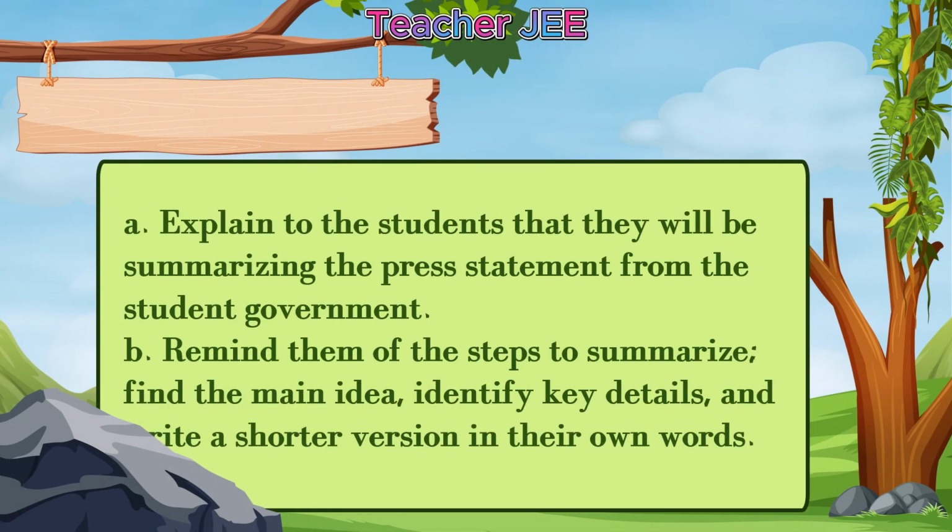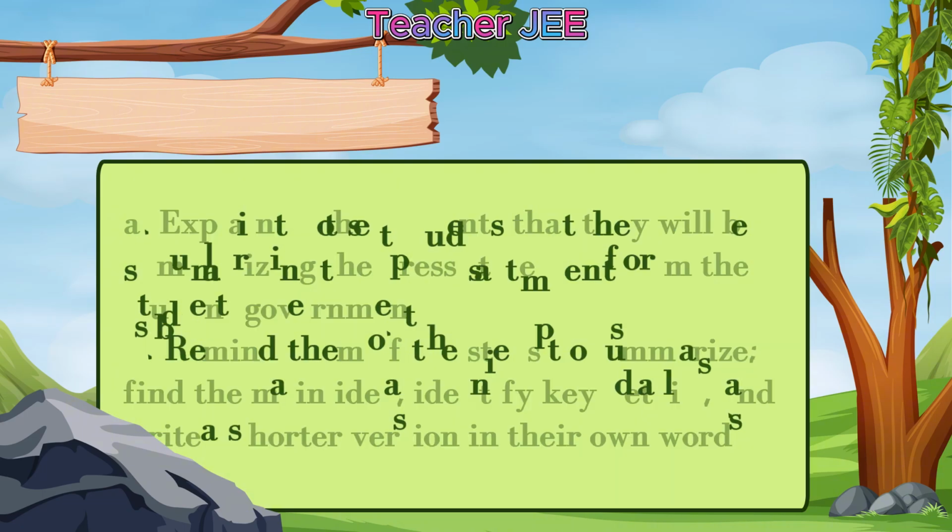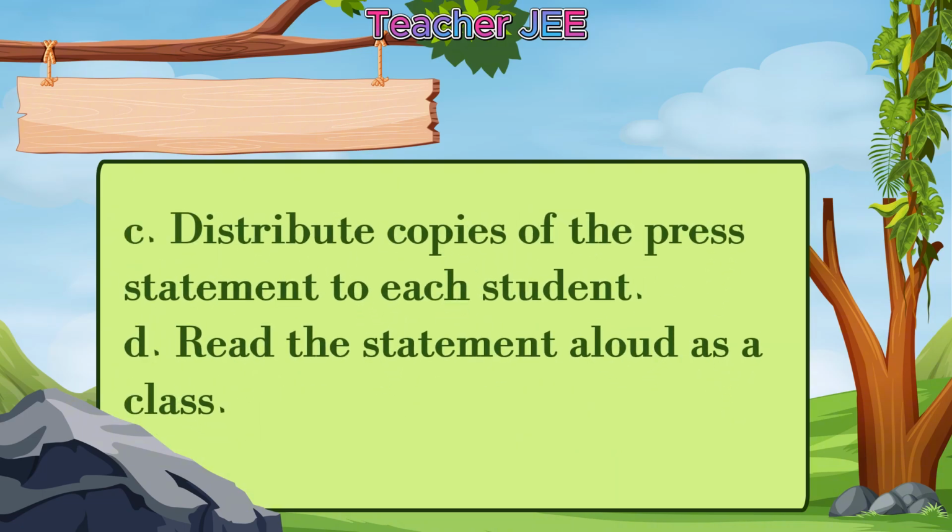Explain to the student that they will be summarizing the press statements from the student government. Remind them of the steps of how to summarize: find the main idea, identify the key details, and write a shorter version in their own words. Distribute copies of the press statements to each student and read the statement aloud as a class.